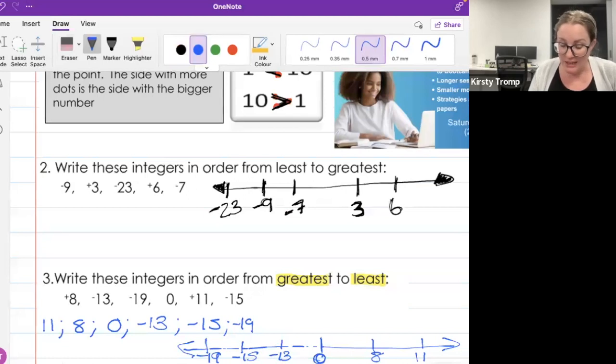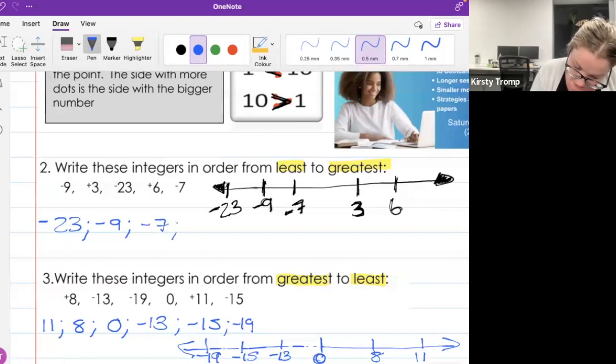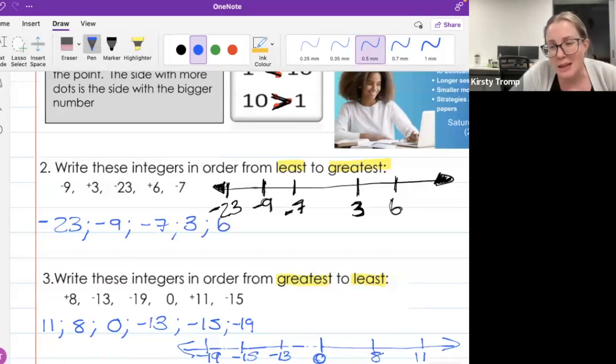All right. Now it says, arrange it from least. Least means smallest to greatest, hey? Greatest means biggest. So let's go. What's the smallest number on this number line? 23. Good. Not just 23. Negative. Good. It's -23. Then -9. It's negative 9. Good. Then -7. Good. Then 3. Good. And then 6. Nice. Does it make sense now, Ruth? Yes, ma'am. Well done. Okay.